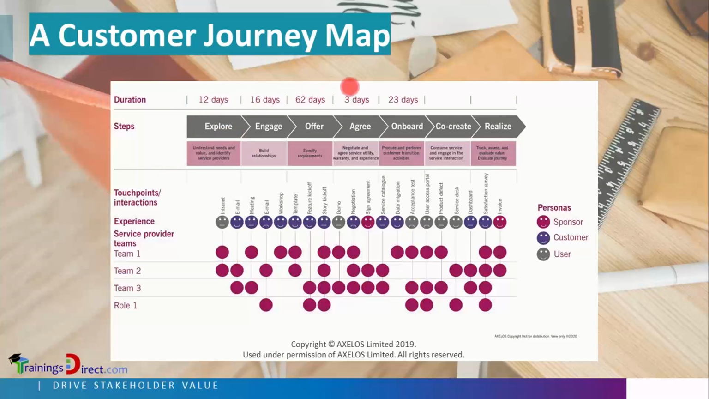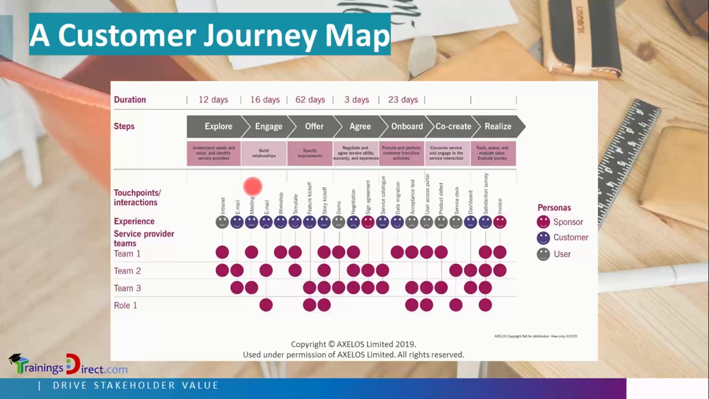But look at the duration of each step of the journey. And look at the touch points and interactions here and the experience of the customer with service provider team 1, team 2, team 3, and specific roles as well. Individuals in specific roles. And if you look at these 3 colors, there are 3 personas here: sponsor, customer, and user. So during exploration, the user uses the intranet for interacting with the provider. And the customer uses email.